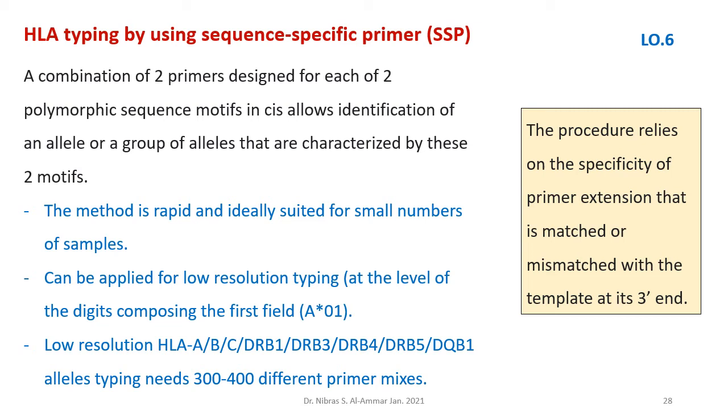Low-resolution HLA-A, B, C, DRB1, DRB3, DRB4, DRB5, and DQB1 allele typing needs 1300 to 1400 different primer mixes. That means 1300 to 1400 primer mixes only give us low resolution by this method. The procedure relies on the specificity of primer extension that is matched or mismatched with the template at its 3 prime end.